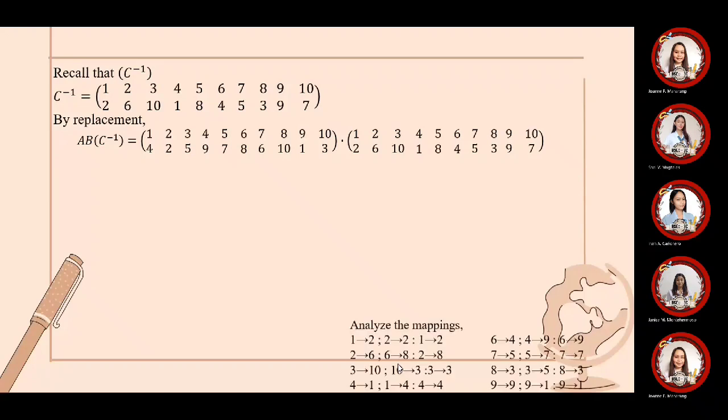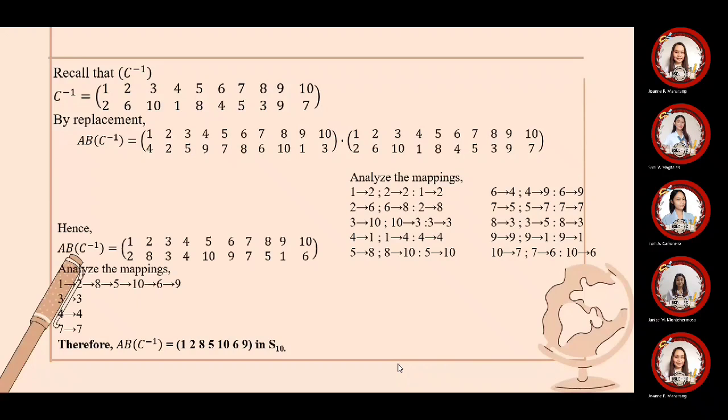So by replacement, we will have A times B times the inverse of C is equal to 1 maps to 2, 2 maps to 8, 3 maps to 3, 4 maps to 4, 5 maps to 10, 6 maps to 9, 7 maps to 7, 8 maps to 8, 9 maps to 1, and 10 maps to 6. So our one-line notation will be 1, 2, 8, 5, 10, 6, and 9 in S sub 10.